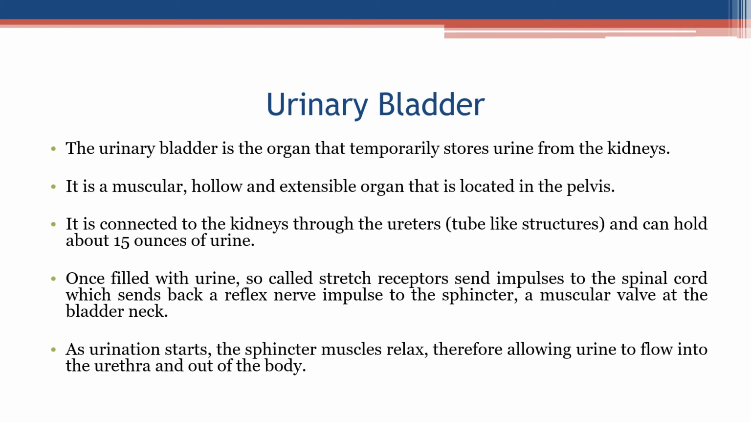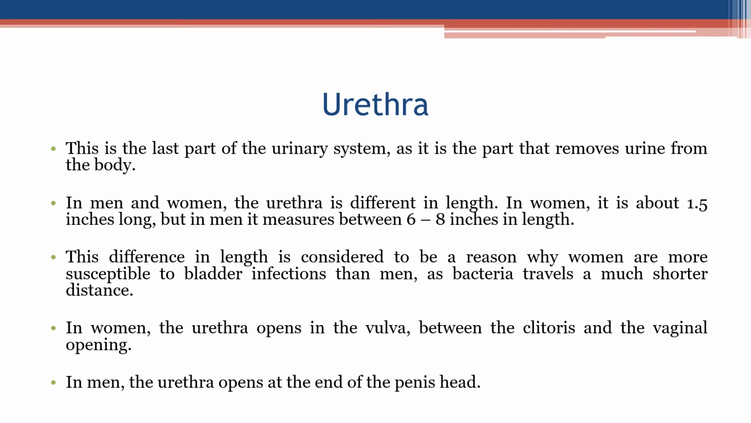Once filled with urine, so-called stretch receptors send impulses to the spinal cord, which sends back a reflex nerve impulse to the sphincter, a muscular valve at the bladder neck. As urination starts, the sphincter muscles relax, therefore allowing urine to flow into the urethra and out of the body. Urethra. This is the last part of the urinary system, as it is the part that removes urine from the body.